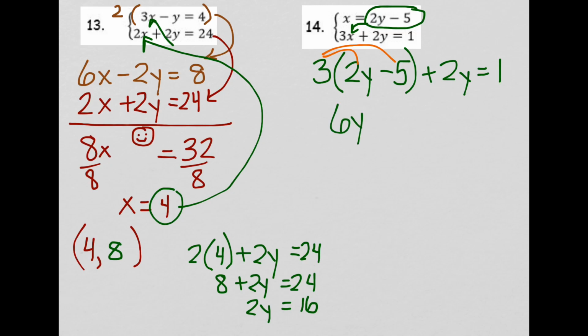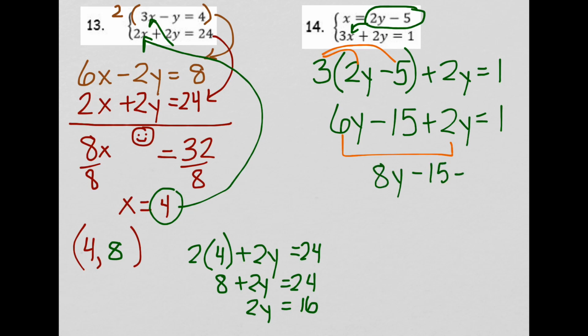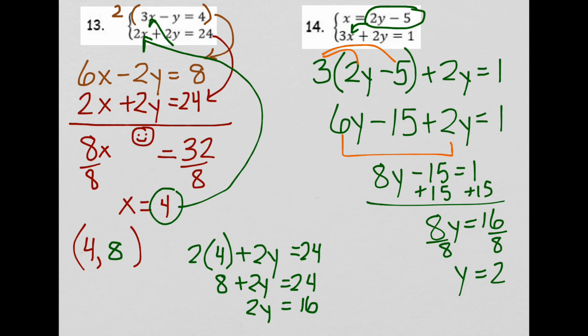So 3 times 2y is 6y. 3 times negative 5 is negative 15. And then this plus 2y equals 1, that's all just still there. Hey, I have some like terms. 6y plus 2y, that is 8y. Minus 15 equals 1. If I add 15 to both sides, I have now that 8y equals 16. And divide both sides by 8 to tell me that y equals 2.